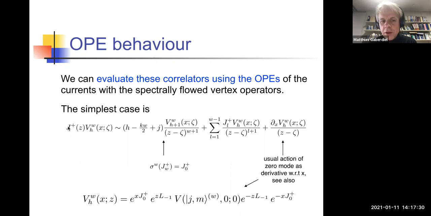You have the usual term, and then you have these higher order poles coming from the fact that you're looking at this w spectrally flowed representation. And for the last one you again have a simple description, because it describes something that was a zero mode before spectral flow. So that's what the OPE of J plus with a w spectrally flowed vertex operator looks like.